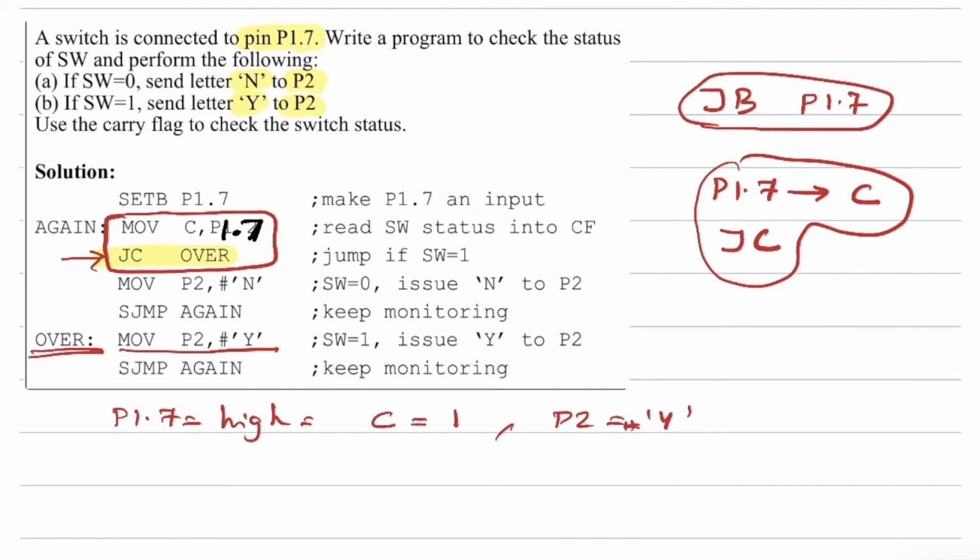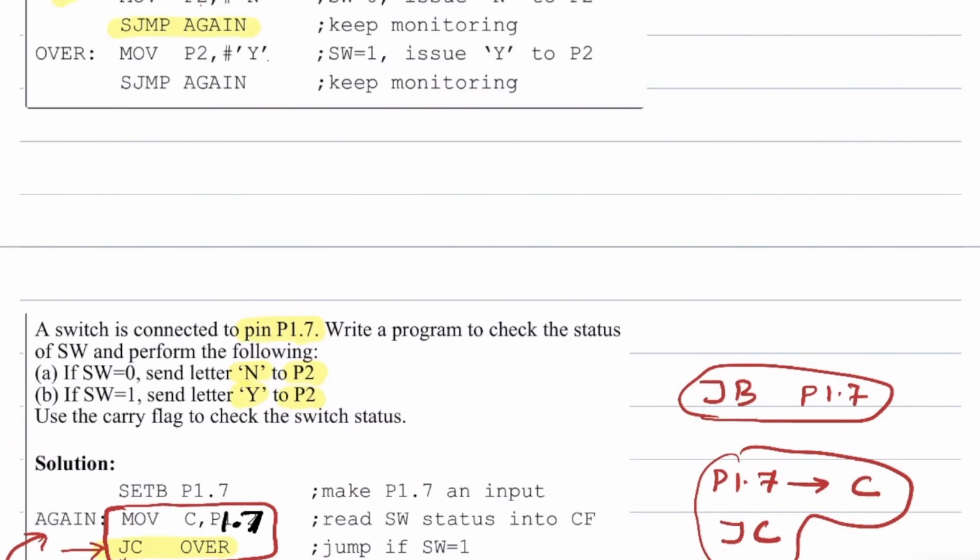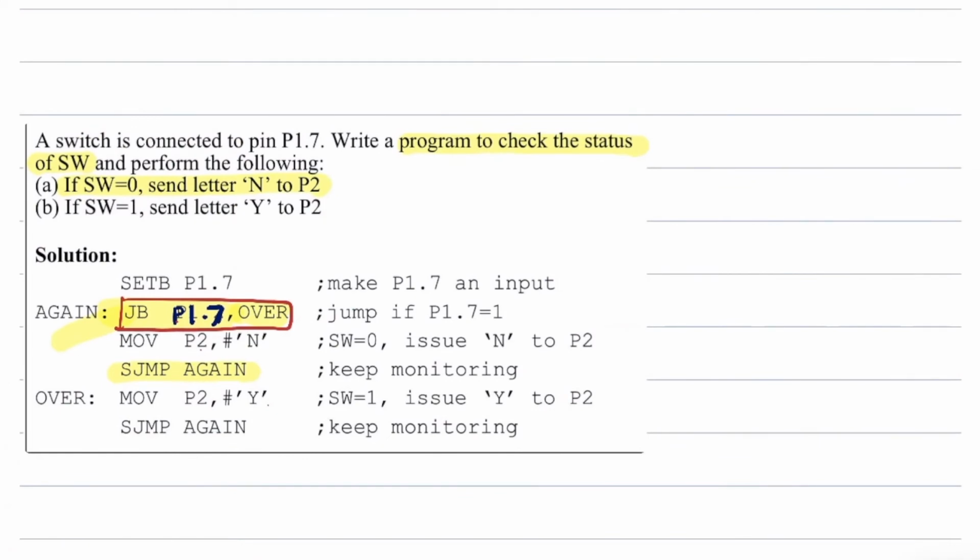That is if P1.7 is high. Now if there is no carry, that means P1.7 is low, so the carry is also 0. If carry is 0, we write P2 equal to no. This program will keep on executing continuously. So these are the two styles of doing the same program. The program is very clear to you, I believe.